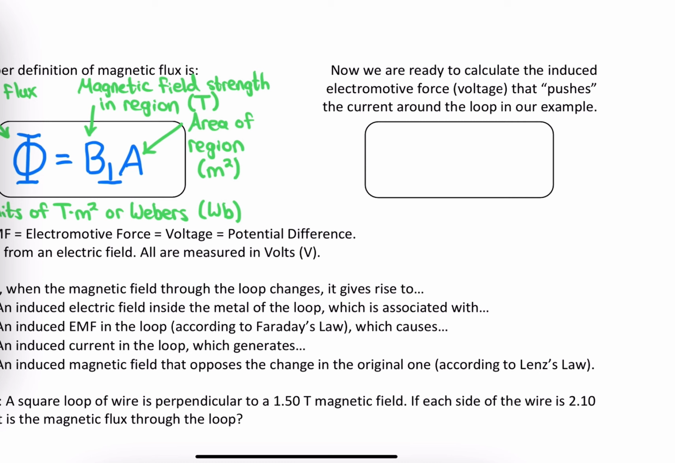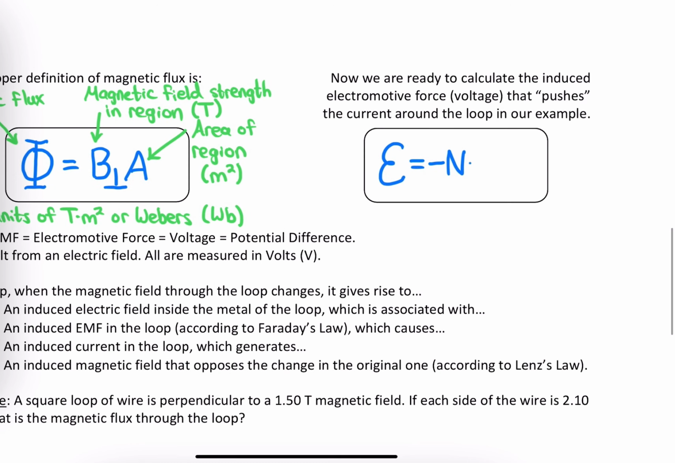So the electromotive force, abbreviated as EMF, is written with a script E. And I can calculate the induced EMF in that loop with this formula. Negative N times the change in flux over the change in time. And this is known as Faraday's law.